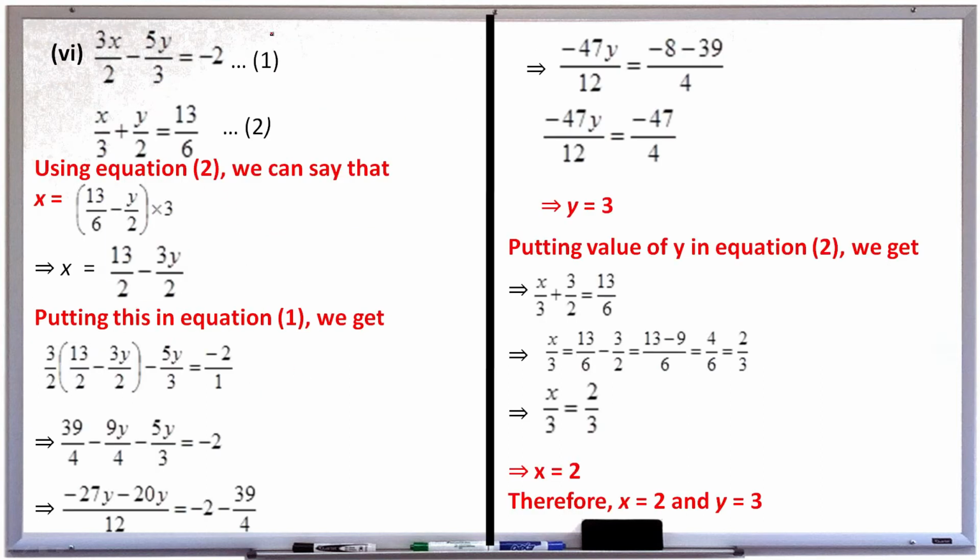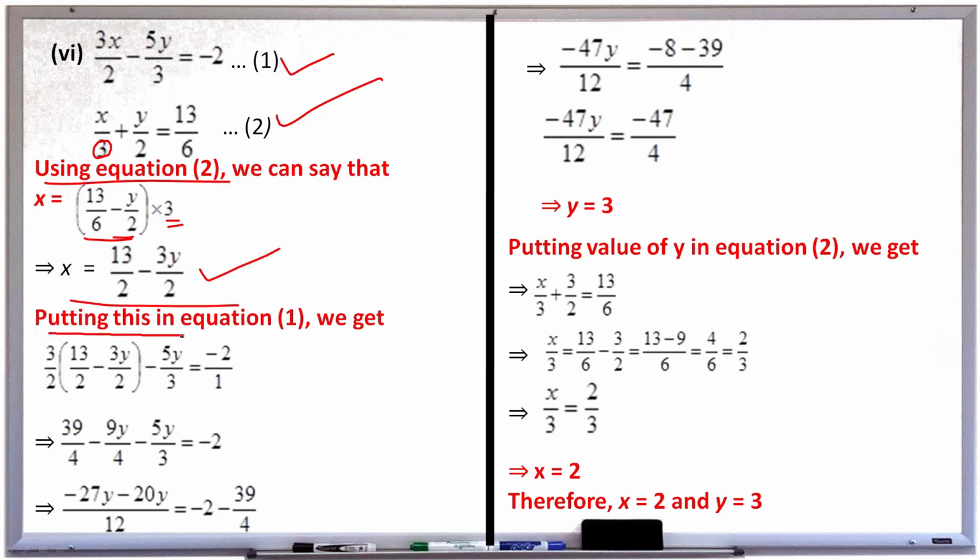Question number 6. 3x by 2 minus 5y by 3 is equal to minus 2, equation number 1. Equation number 2. Using the second equation, we can say that x is equal to 13 by 6, bring plus y by 2 to the right hand side, it will become minus y by 2, and multiply by this 3. Now x is equal to, after taking the LCM and simplifying, 13 by 2 minus 3y by 2. This is the value of x.